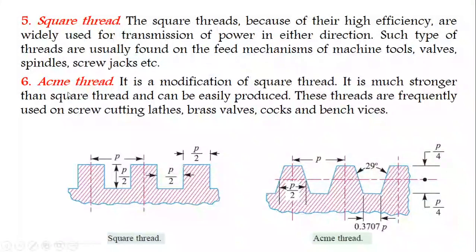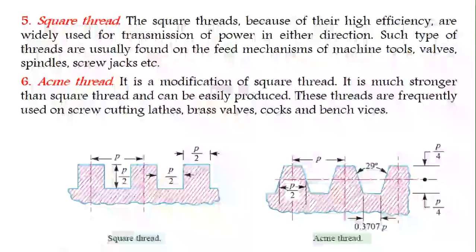Next is the Acme thread. It is a modification of the square thread. It is much stronger than the square thread and can be easily produced. These threads are frequently used on screw cutting lathes, brass valves, cocks, and bench vices. This is the modified shape of the square thread.